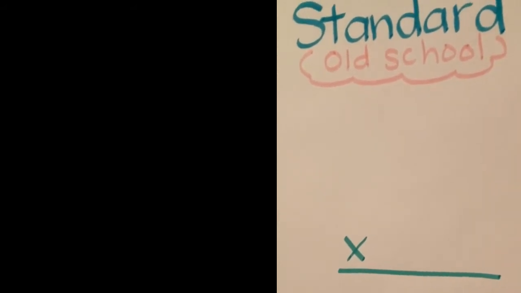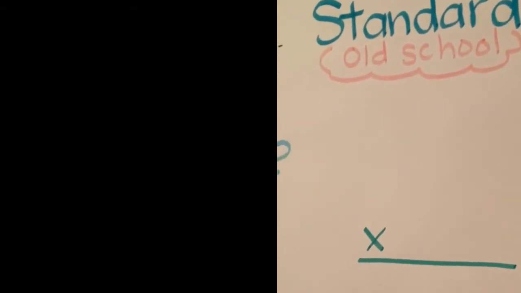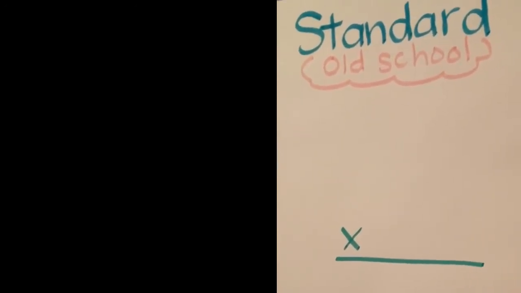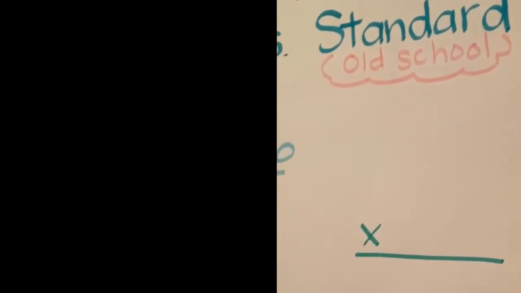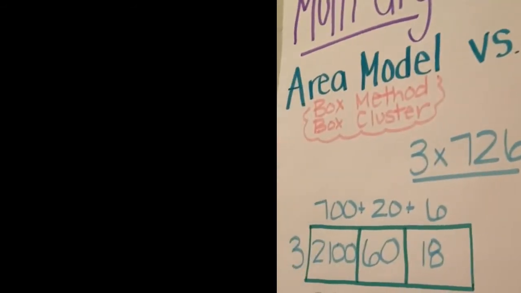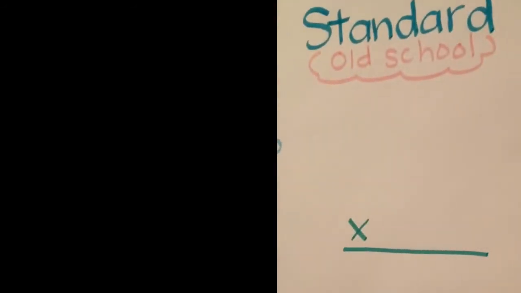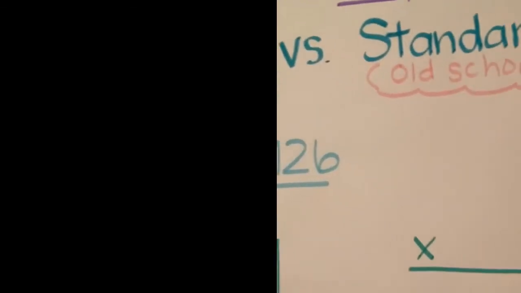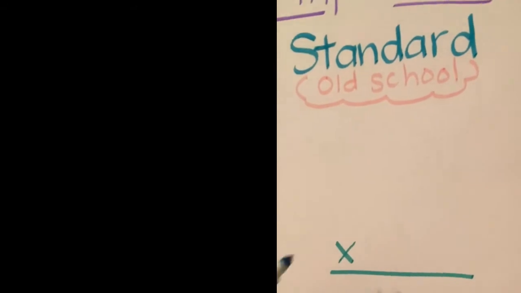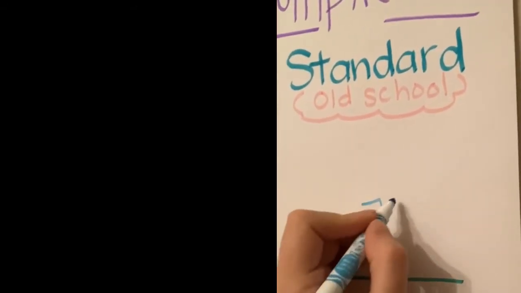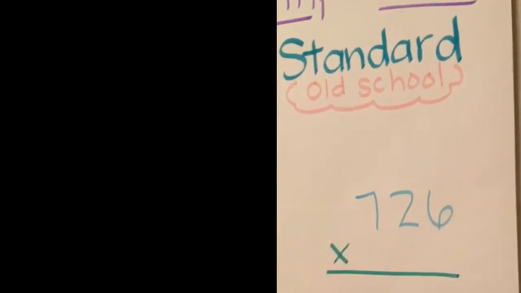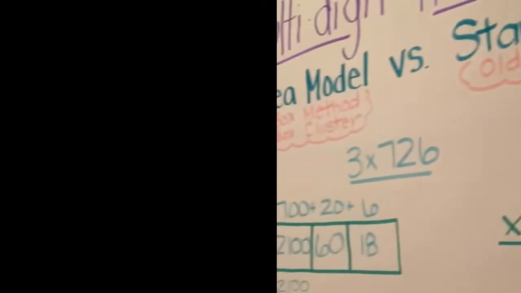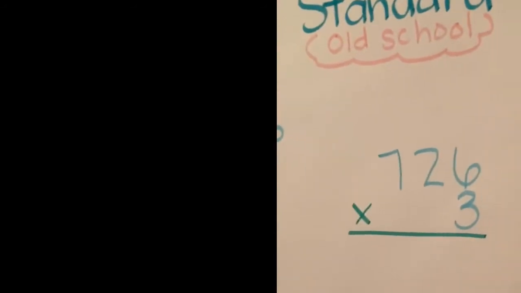Now for the standard method, or we like to be silly and call it the old school method, this is something that your parents or your family will understand a little bit better. This is going to be scary for them. This won't, okay? So I'm gonna take this problem and rewrite it here. So I'm gonna take 726 and I'm gonna multiply it by 3. Just like we did here, but it's just gonna look slightly different.